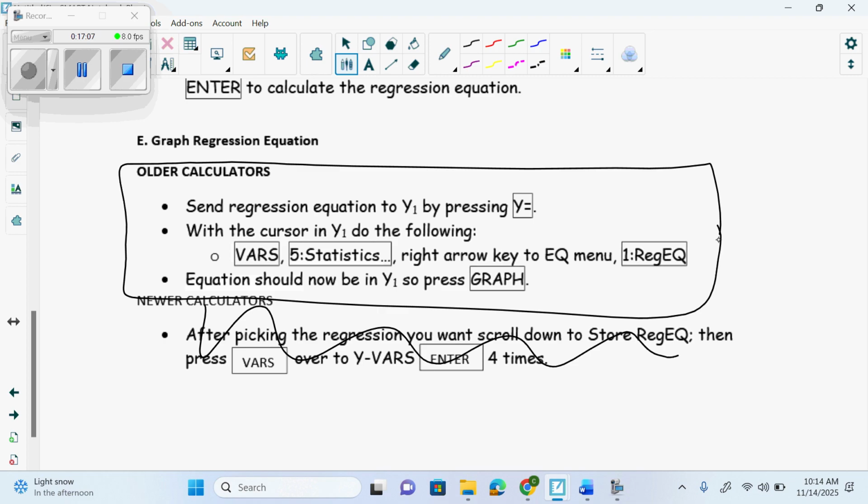What does it say now? When you do bars, statistics, over to equation, what's beside number 1? Reg equation. What does that represent? The regression equation you just got. Correct? So you are putting the regression equation into y1. Enter. And it puts it into your y equals. Does everyone have it showing up? Do you have it showing up? You press y equals, bars, statistics, over to regression equation.